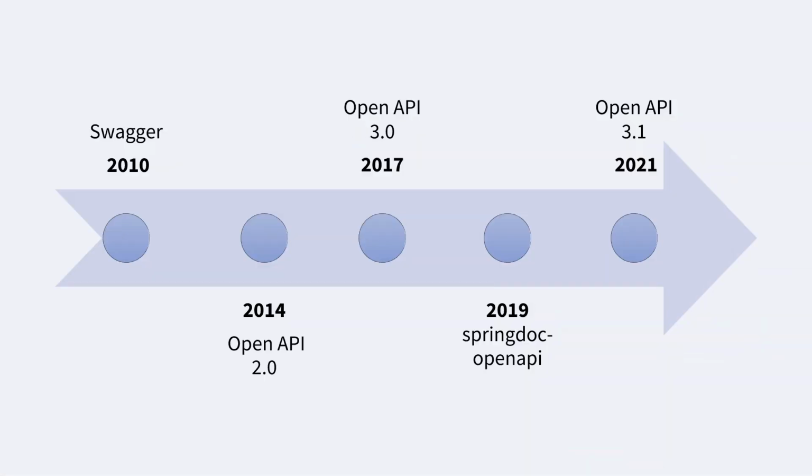This is the brief history of what we've been talking about. Swagger came on the scene in 2010, OpenAPI had version 2.0 in 2014, 3.0 in 2017, and 3.1, which is the current version as of this recording, in 2021. In Java and Springland, in 2019, the Spring community created a sub-project that should support the OpenAPI spec, Springdoc-openapi.